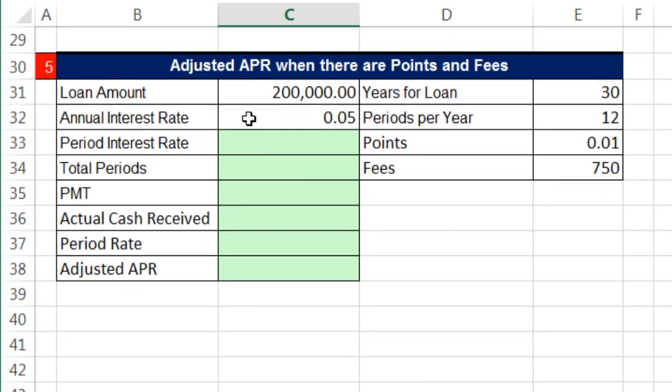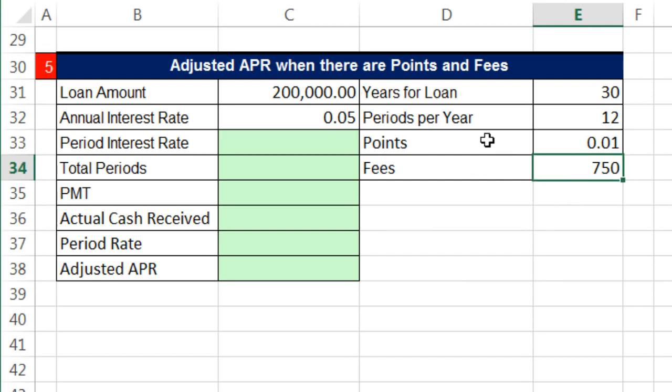Here we want to calculate adjusted APR when there are points and fees. Now, if you go out and borrow $200,000 for a house, the contract says, hey, there's points and fees. And a lot of us don't think about that, but points mean they're going to actually take some of this. So even though you owe the $200,000, the person initiating all this is going to take 1% of that. Not only that, but there's a $750 fee on top.